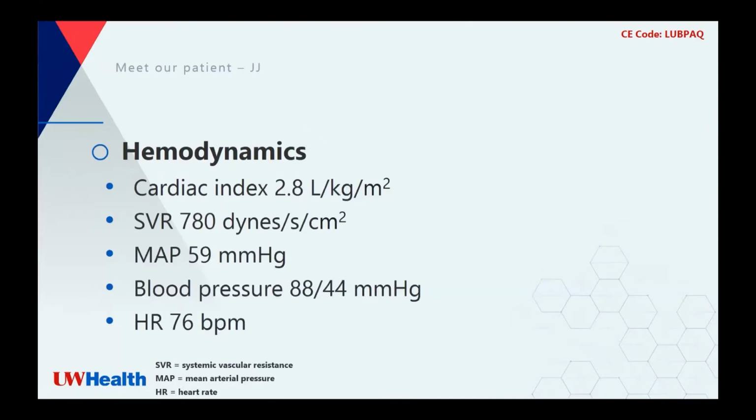Hemodynamically, JJ has a normal cardiac index of 2.8 and a low systemic vascular resistance at 780. His MAP, or mean arterial pressure, is low at 59, and his blood pressure is also low at 88/44. His heart rate is 76 beats per minute.